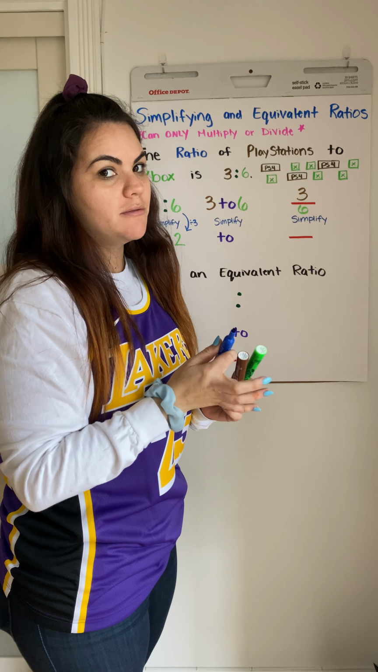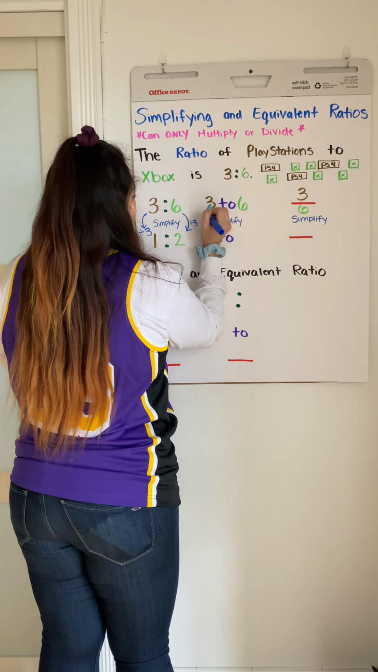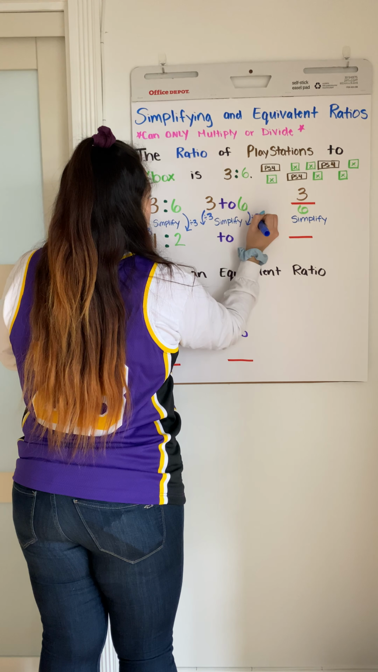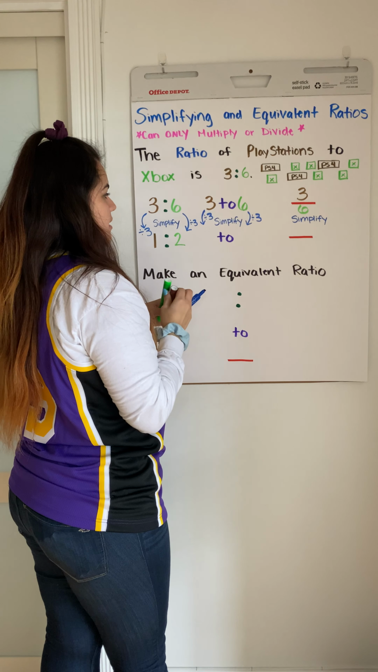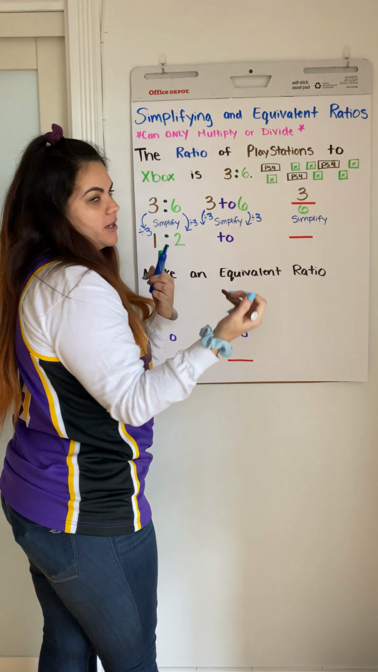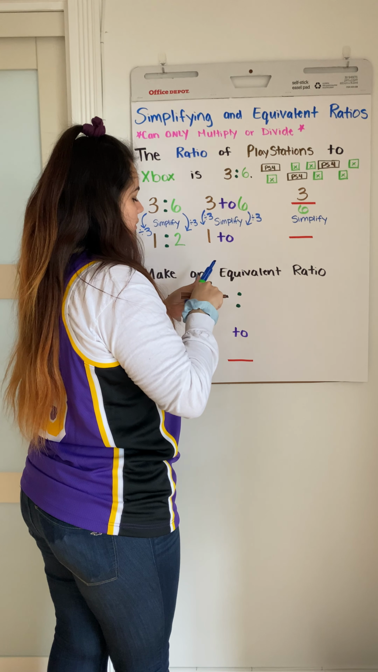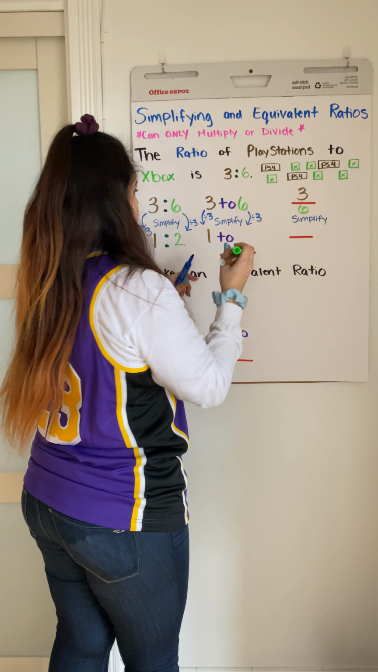So I'm just going to go ahead and simplify these again the same way. We already know we can divide by 3 to make these smaller, and we already did the math. So now I just need to rewrite it using the ratio ways.